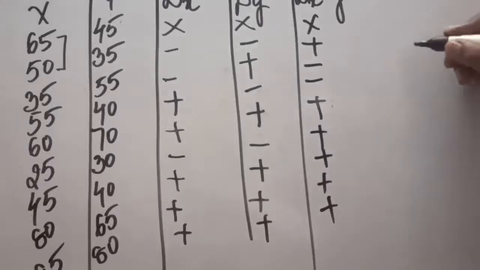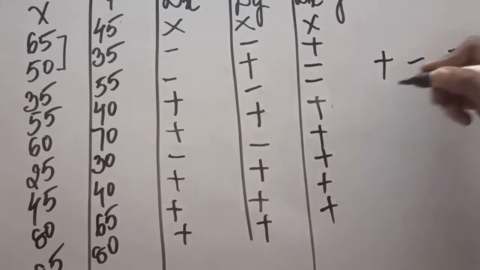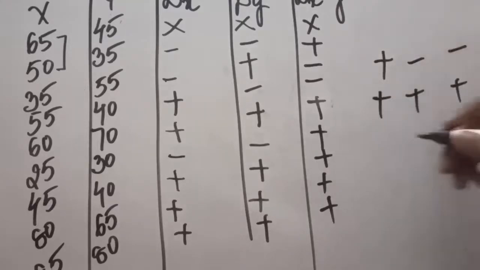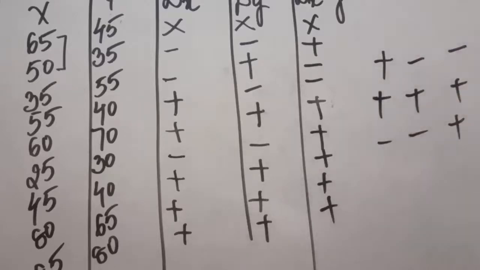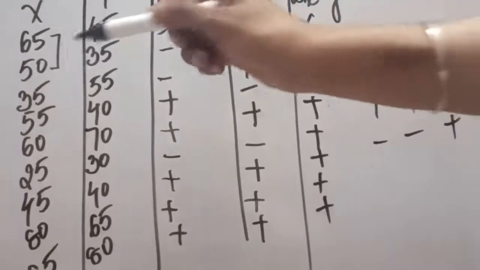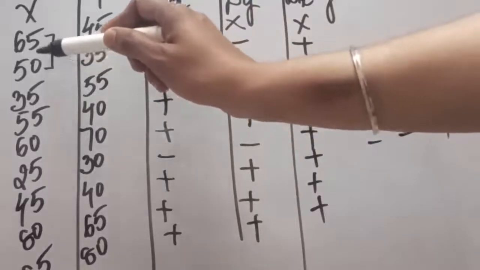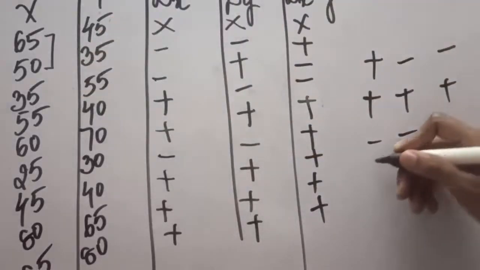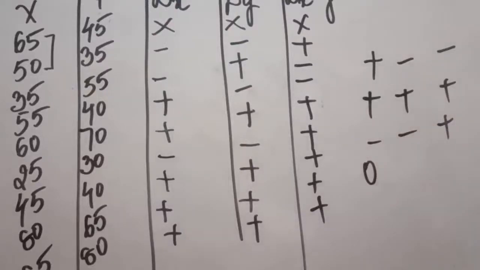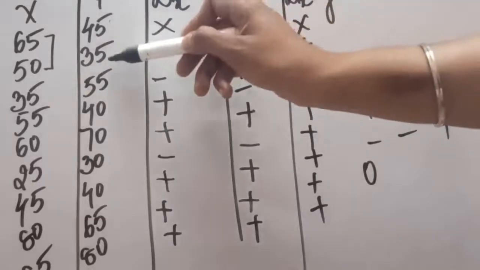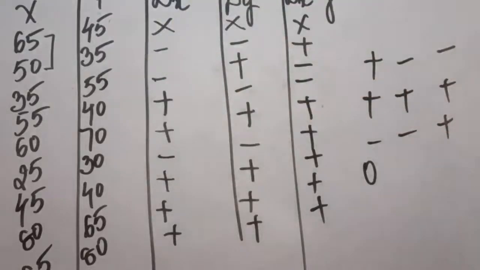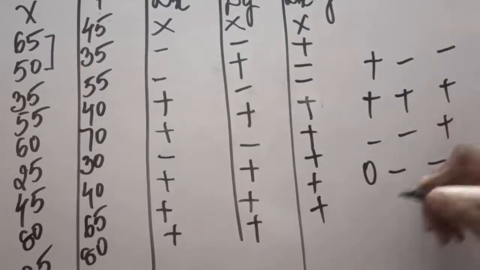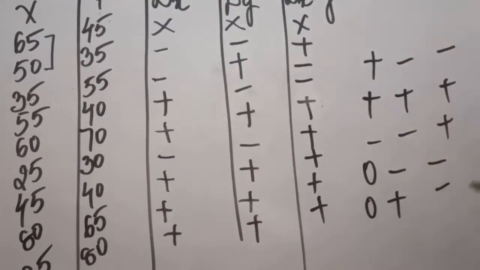One more thing I would like to tell you here, just note down that plus minus is always minus. Plus plus is always plus. Minus minus is always plus. But sometimes your value does not change. For example, here from 50 the next value would have been 50, so there we would have put a 0. It means it has not changed. If from 35 the next would have been again 35, we would have put a 0. So 0 minus is always minus. 0 plus is also minus. But 0, 0 makes a plus.